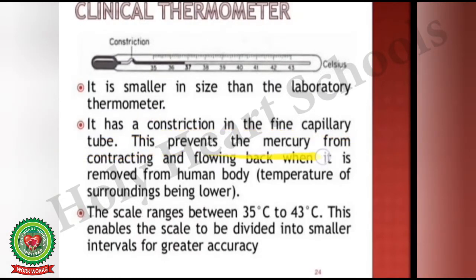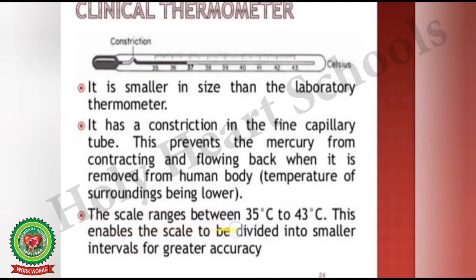This prevents the mercury from contracting and flowing back when it is removed from the human body, because the temperature of the surroundings is lower. The scale ranges between 35 degrees Celsius to 43 degrees Celsius. This enables the scale to be divided into smaller intervals for greater accuracy.